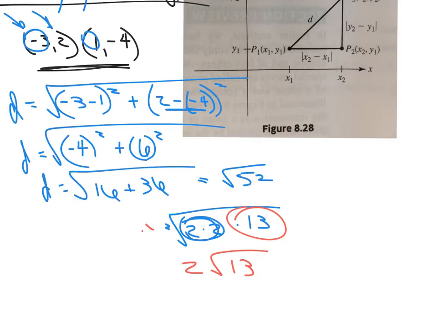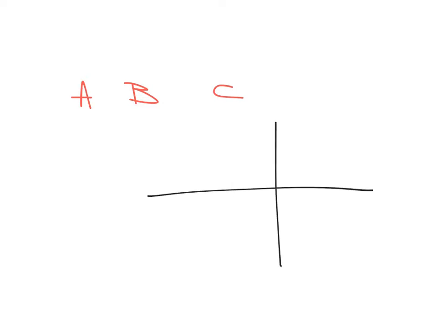Alright, so part B asks another question. We're not going to go into that question, but what it asks for is to use the distance formula to show that A, B, and C, all 3 of those points, lie on the same line.